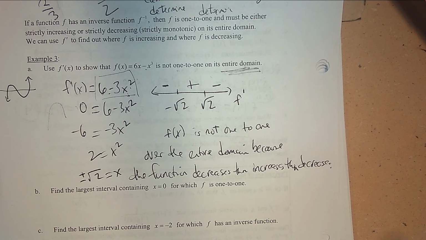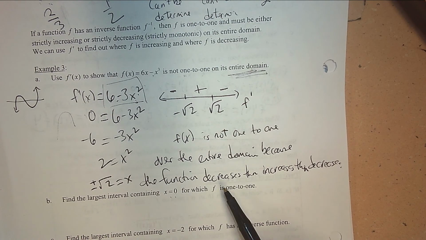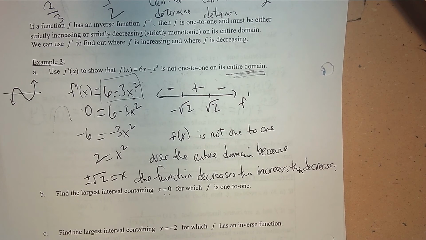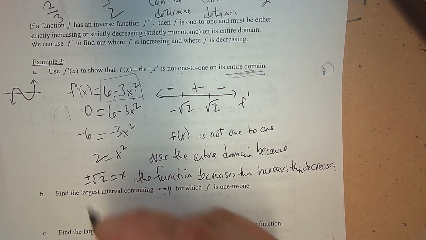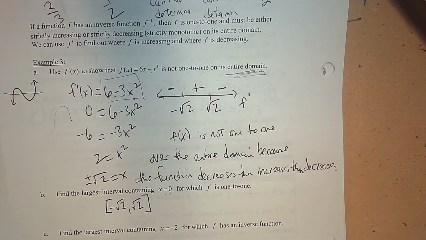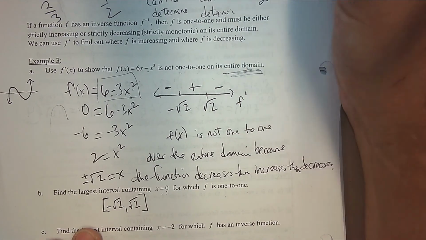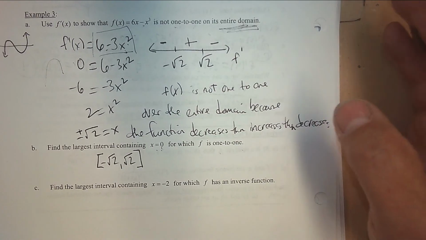All right, B, find the largest interval containing x equals 0 for which f is 1 to 1. So now we're going to do a domain restriction. What's the biggest interval where we have one sign? And it has to include what number? 0. So from negative root 2 to positive root 2 is the biggest interval that is monotonic, right? And you could do a domain restriction there, and it's 1 to 1, because it's only one sign from negative root 2 to positive root 2.